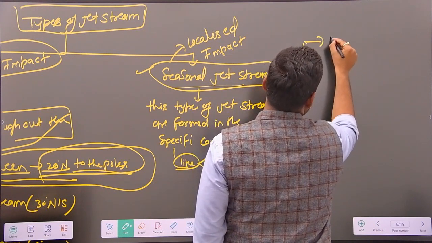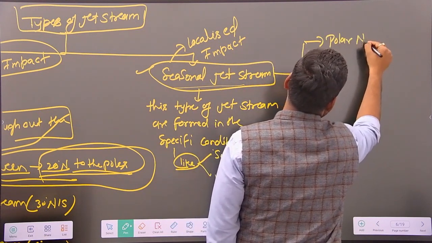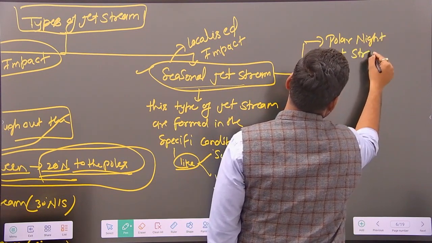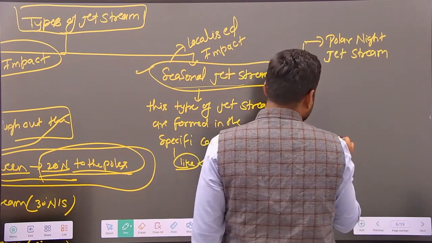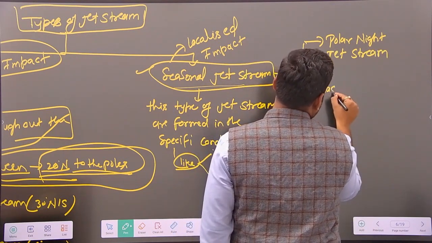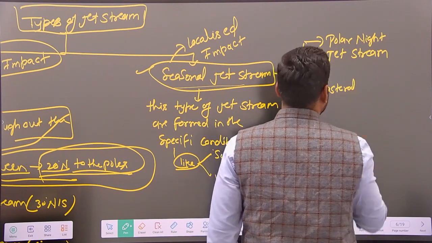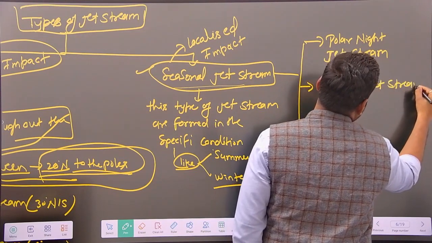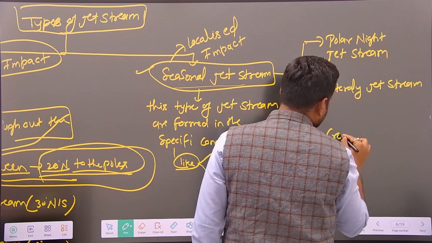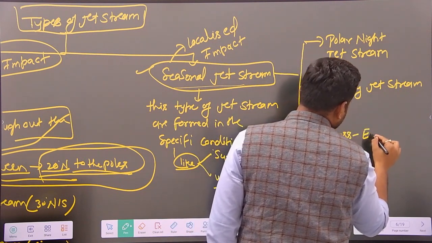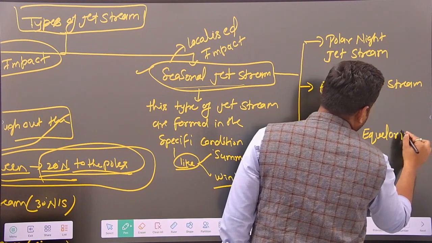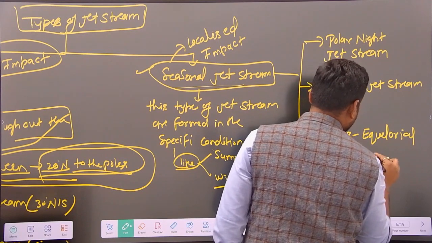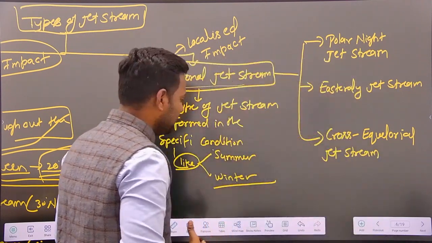The first one is the polar night jet stream, the second one is the easterly jet stream, and the third one is the cross equatorial jet stream. So one by one we have to discuss.